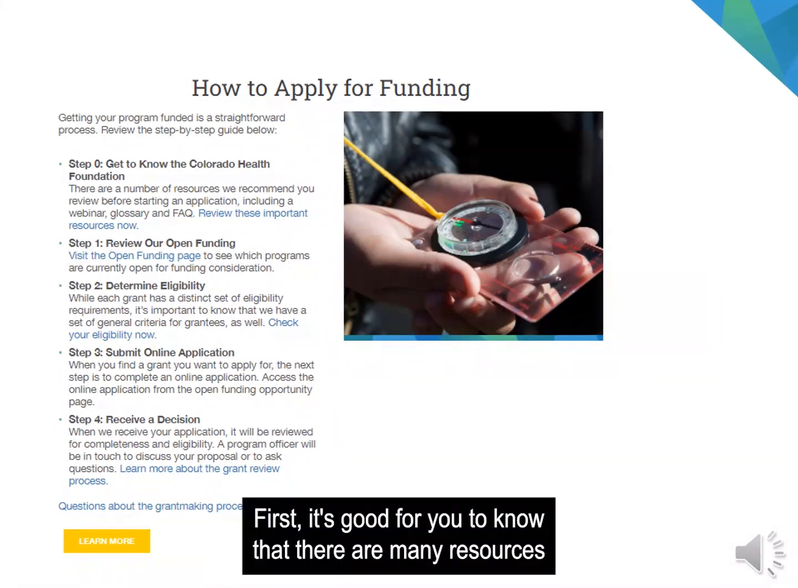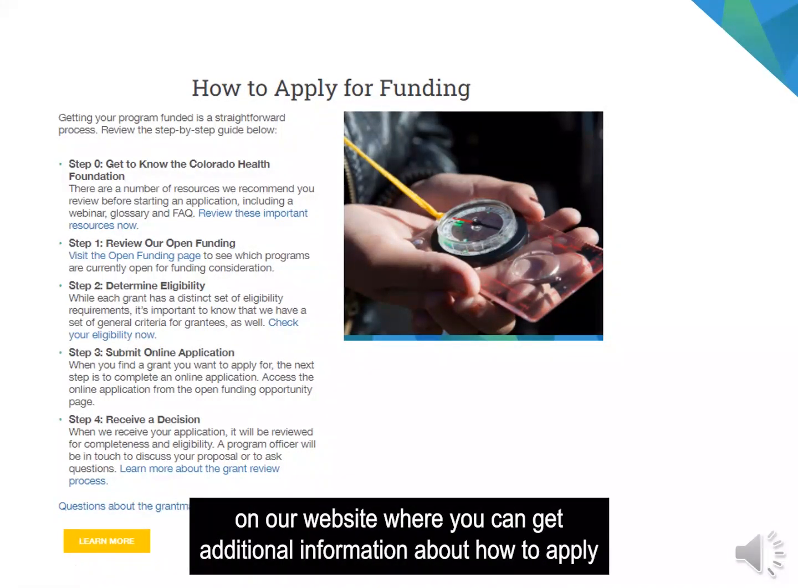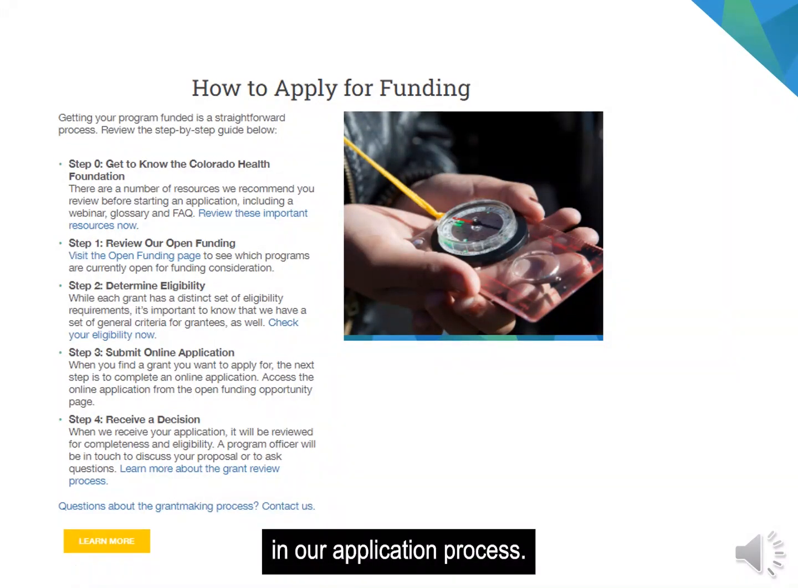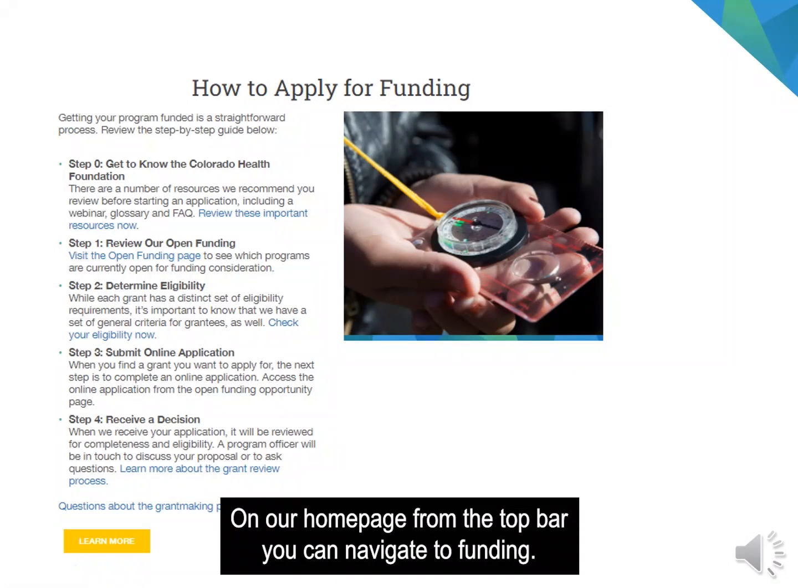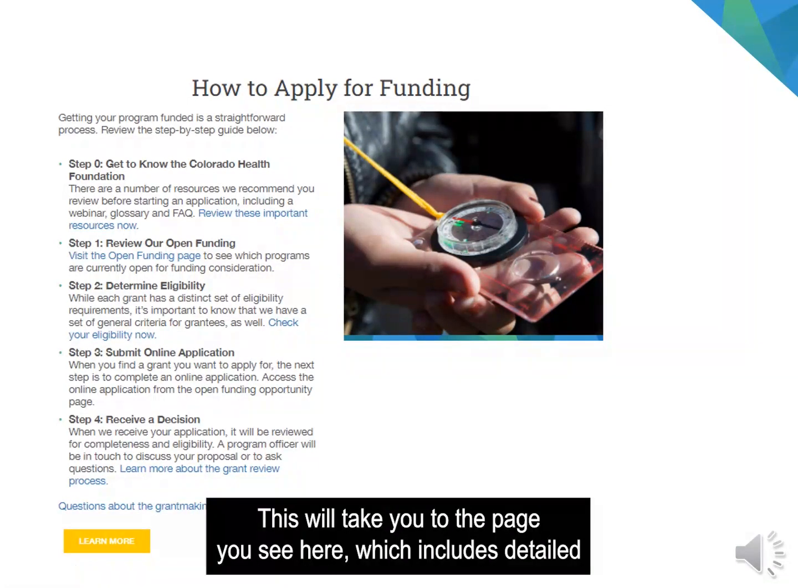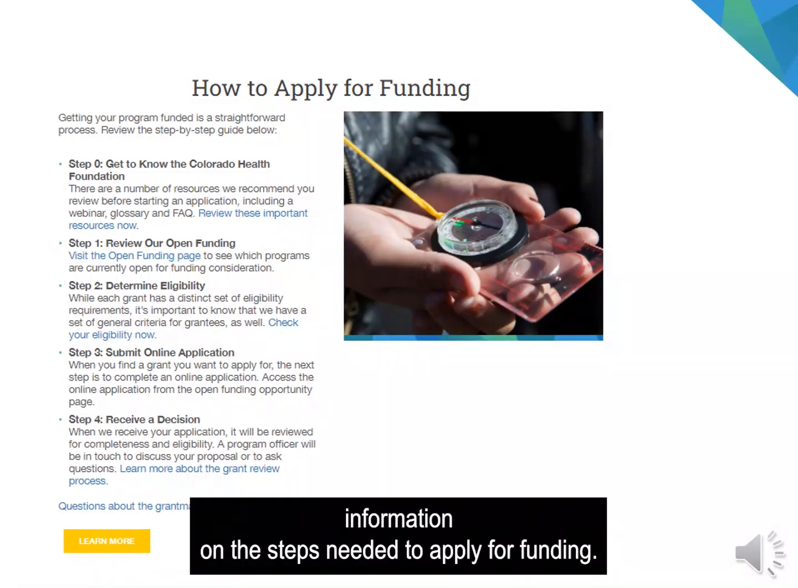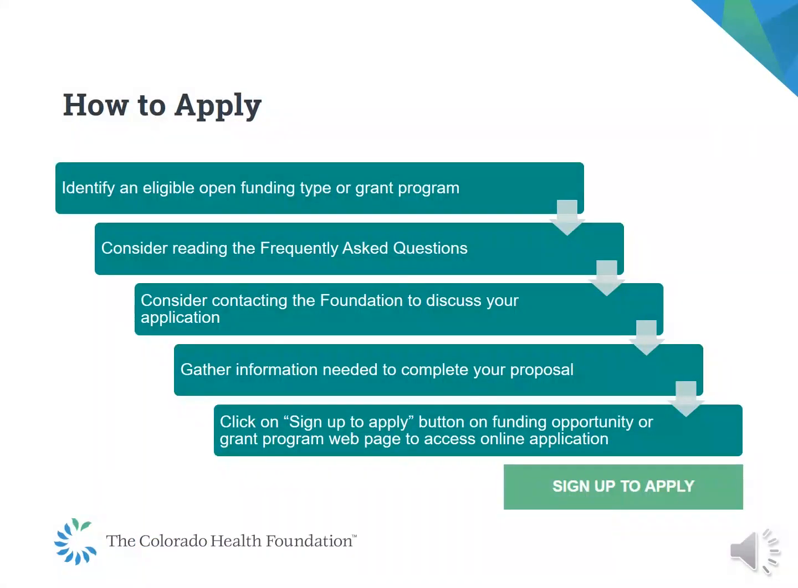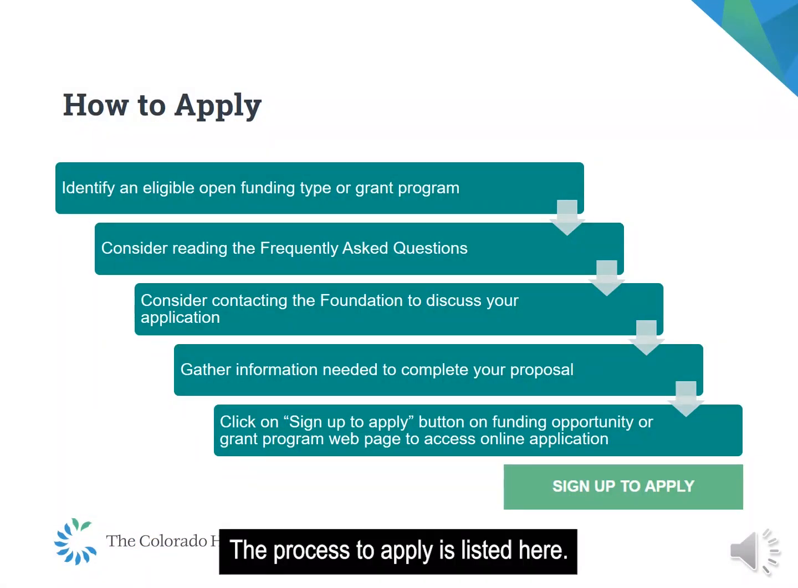First, it's good for you to know that there are many resources on our website where you can get additional information about how to apply and our application process. On our home page, from the top bar, you can navigate to Funding. This will take you to the page you see here, which includes detailed information on the steps needed to apply for funding. The process to apply is listed here.